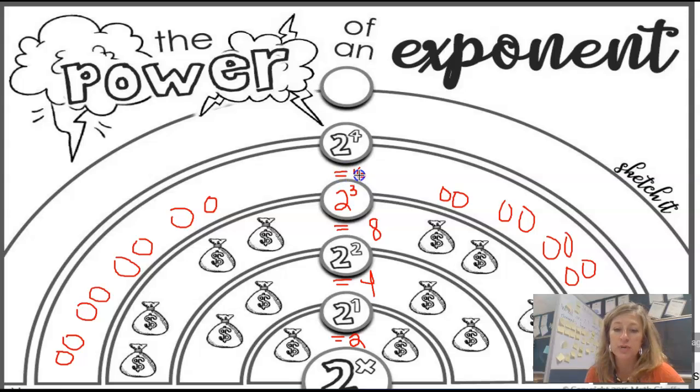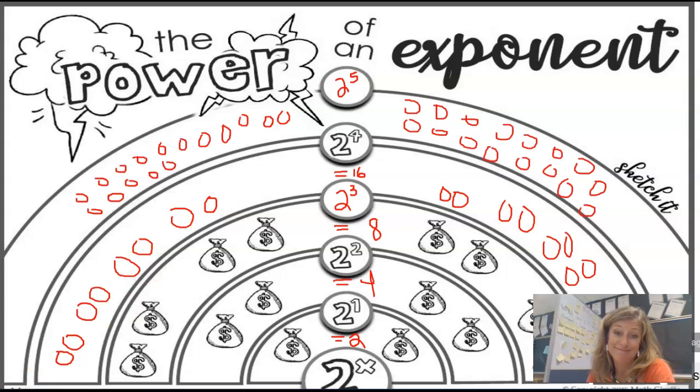I'm going to do the exponent first on the next one. We know this is going up by 1. 2 to the first, 2 to the second, 2 to the third, 2 to the fourth. Now we're doing 2 to the fifth. And in this space here, you should draw 32 money bags. I'm going to do that. Here's my beautiful drawing. There are 32 money bags there.